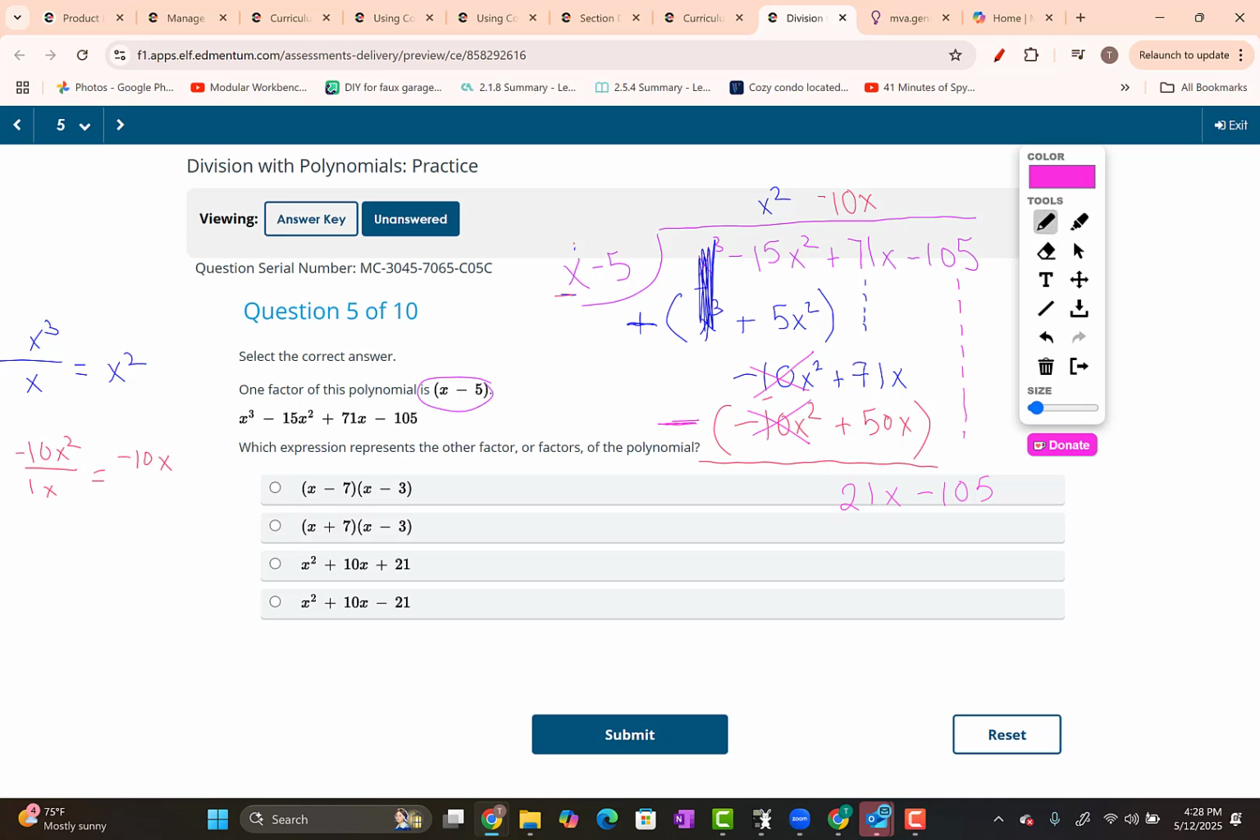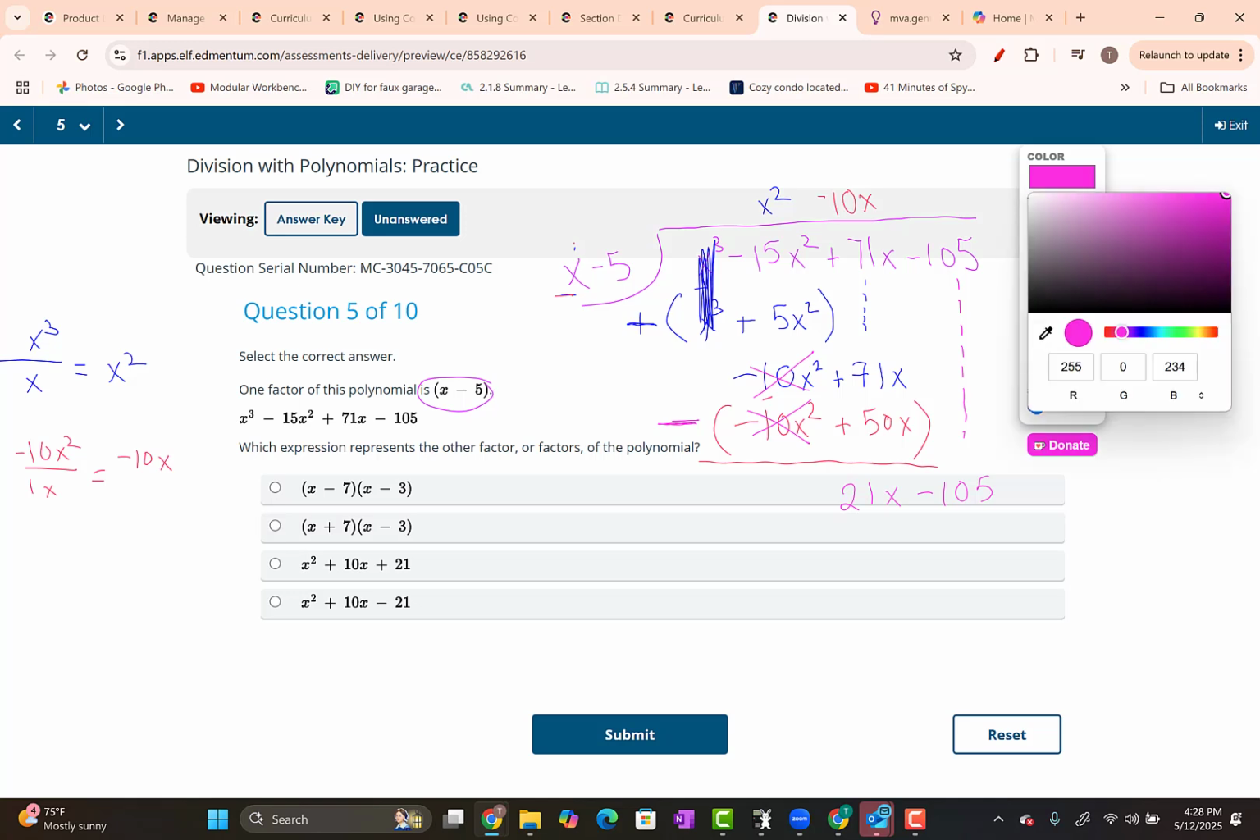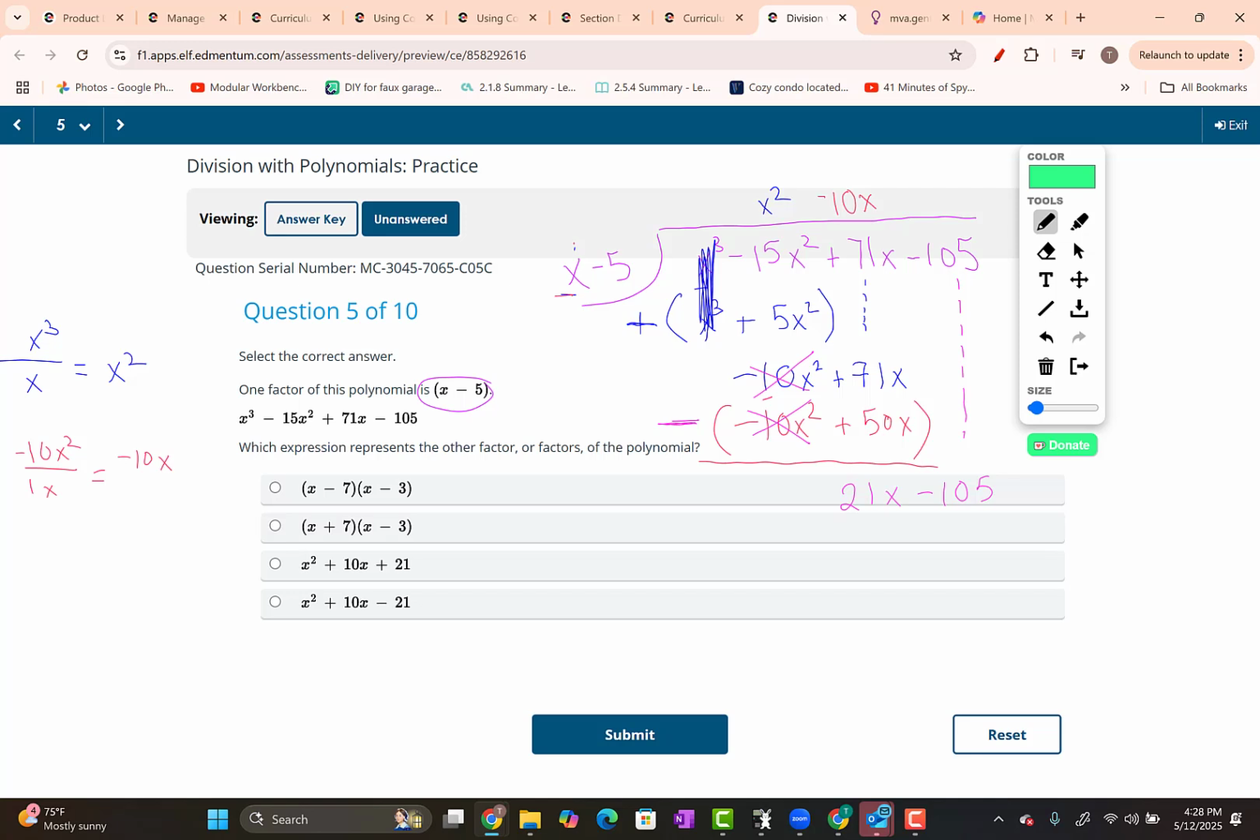So take the first term here. Let me pick a different color. Let's pick green. First term here divided by the first term here. So 21x divided by x is just 21. That's a positive 21. We're going to multiply. 21 times x is 21x. 21 times negative 5 is negative 105. These will all cancel when we subtract them from each other.